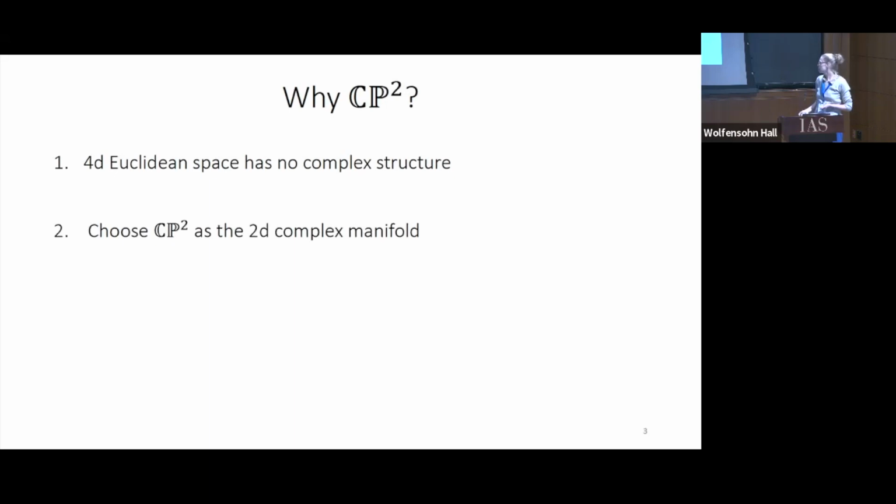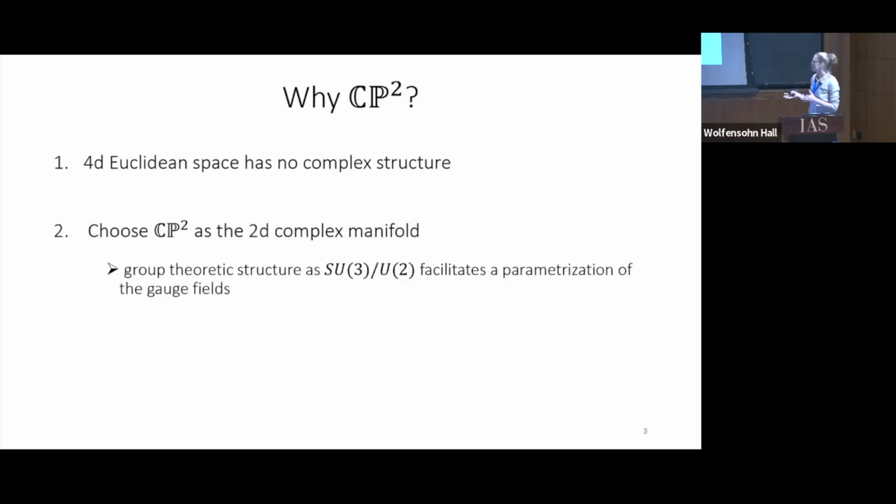The main advantage is that it has this group theory structure as SU(3) mod U(2). That means that you can use group theory tools to find the most general parametrization of your gauge fields, like they did in 2D. And secondly, it's a finite space with an easy flat space limit. So it's very easy to recover flat 2D complex space from CP2.